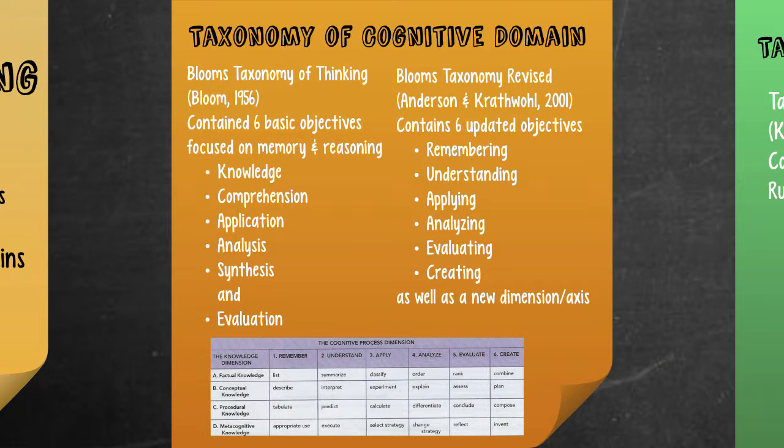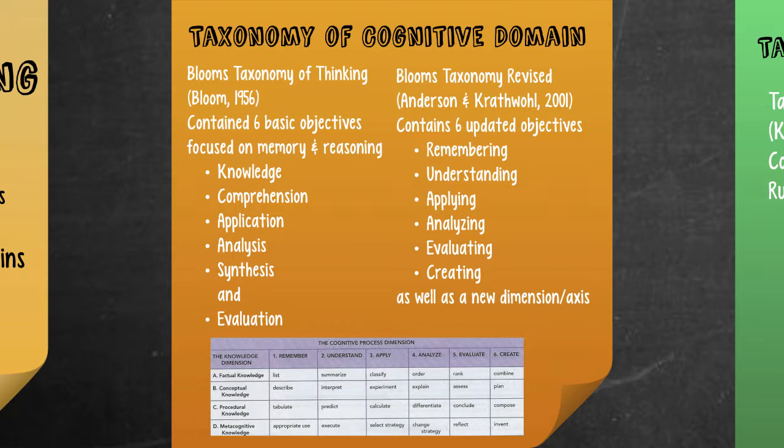Bloom's taxonomy of the thinking, aka the cognitive domain, specializes in memory and reasoning objectives. It is a staple of education literature. The original 1956 version contained 6 basic principles: knowledge, comprehension, application, analysis, synthesis, and evaluation. It wasn't until 2001 that the objectives were revised to better apply to learning. The objectives became the processes remembering, understanding, applying, analyzing, evaluating, and creating.